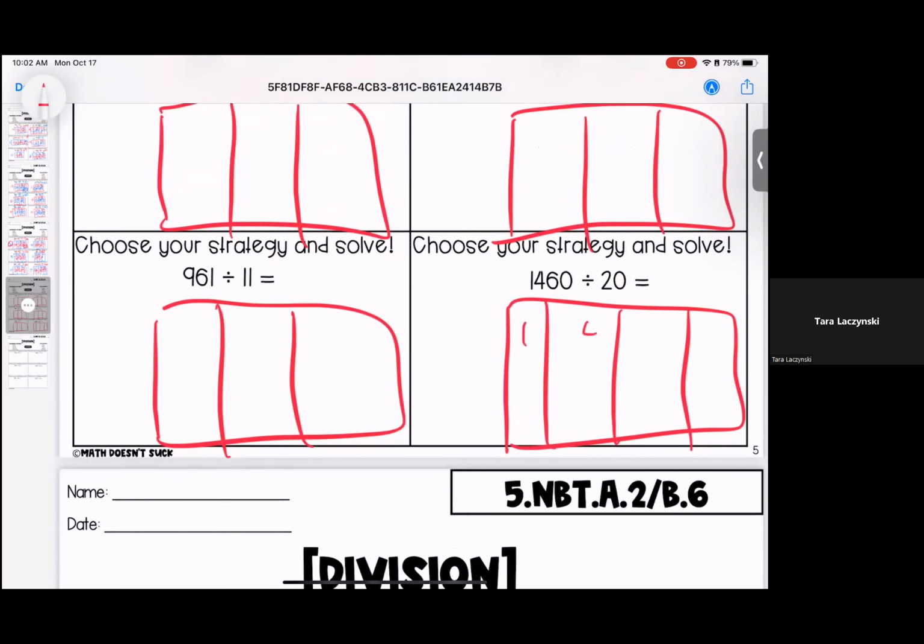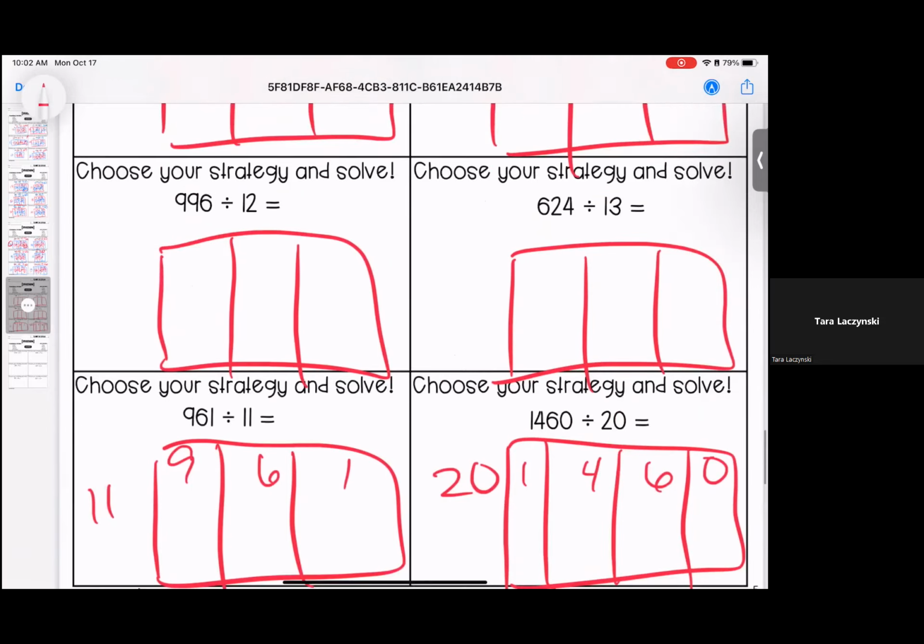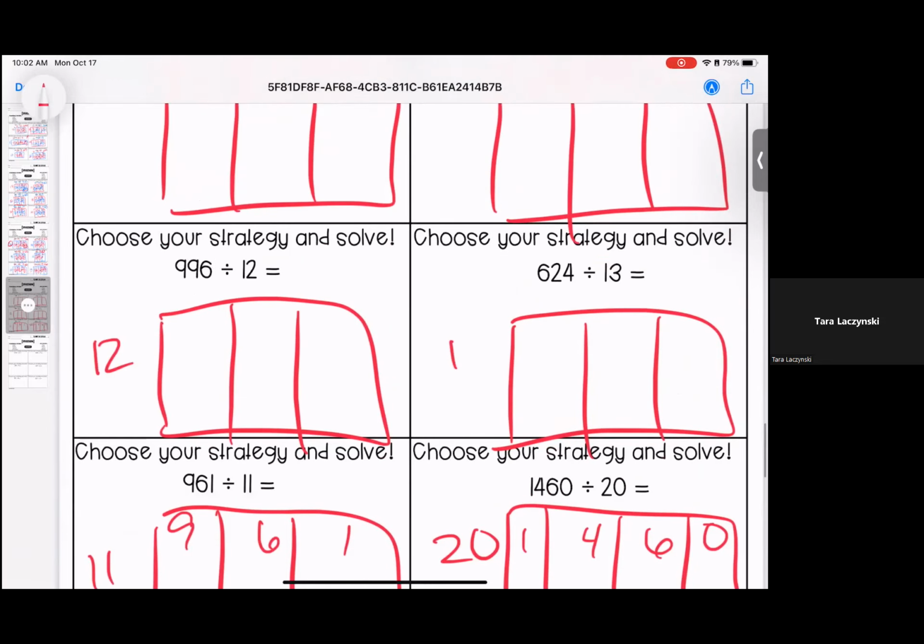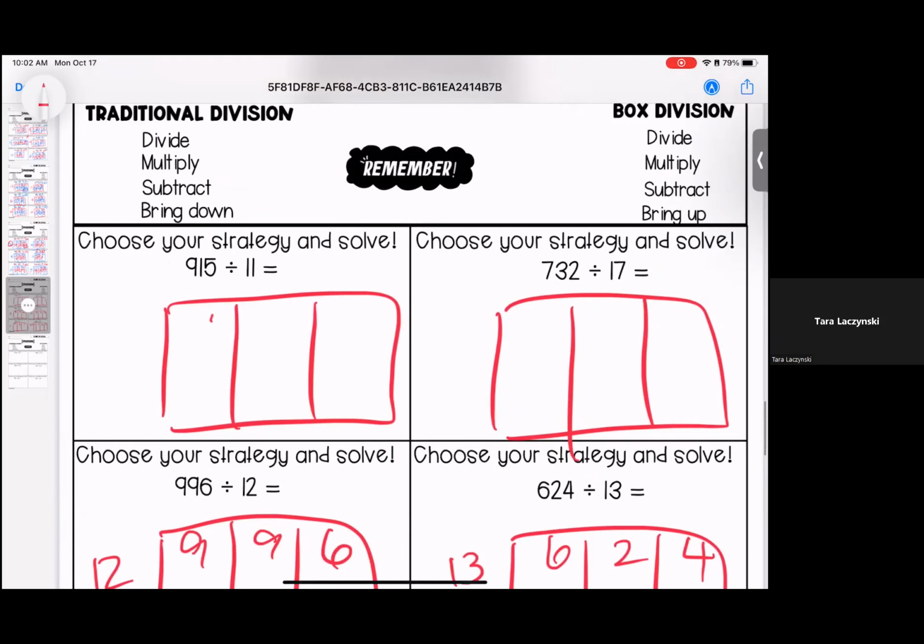All right, so we have 1, 4, 6, oh, and 20, 9, 6, 1, 11, 9, 9, 6, 6, 2, 4, 9, 1, 5, 7, 3, 2.